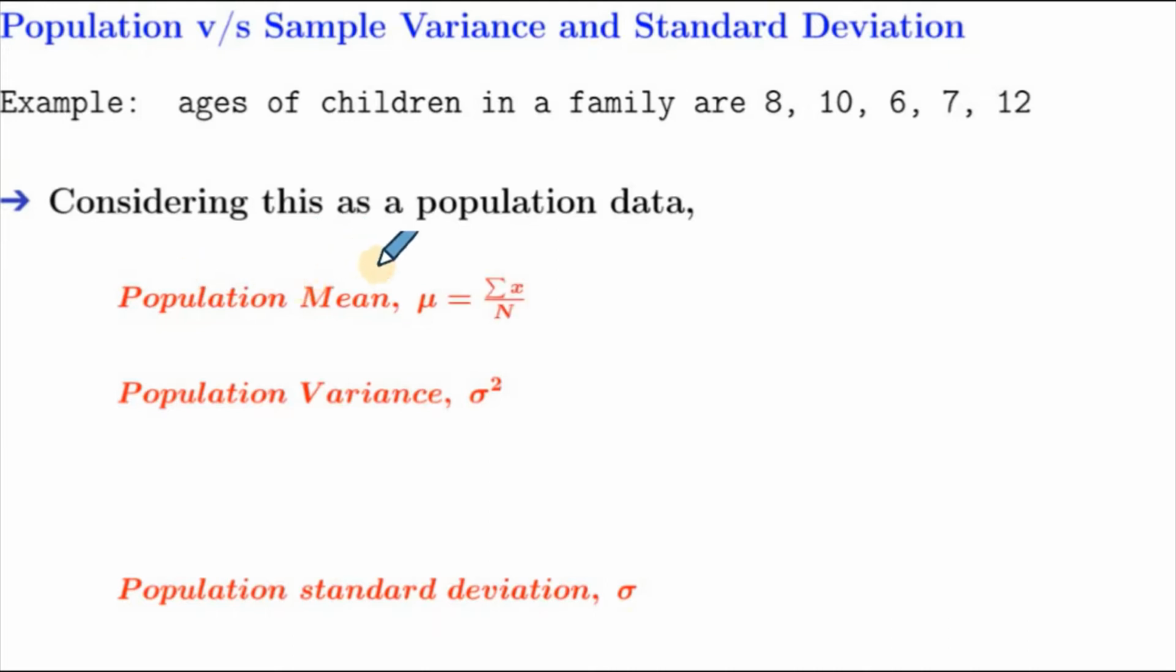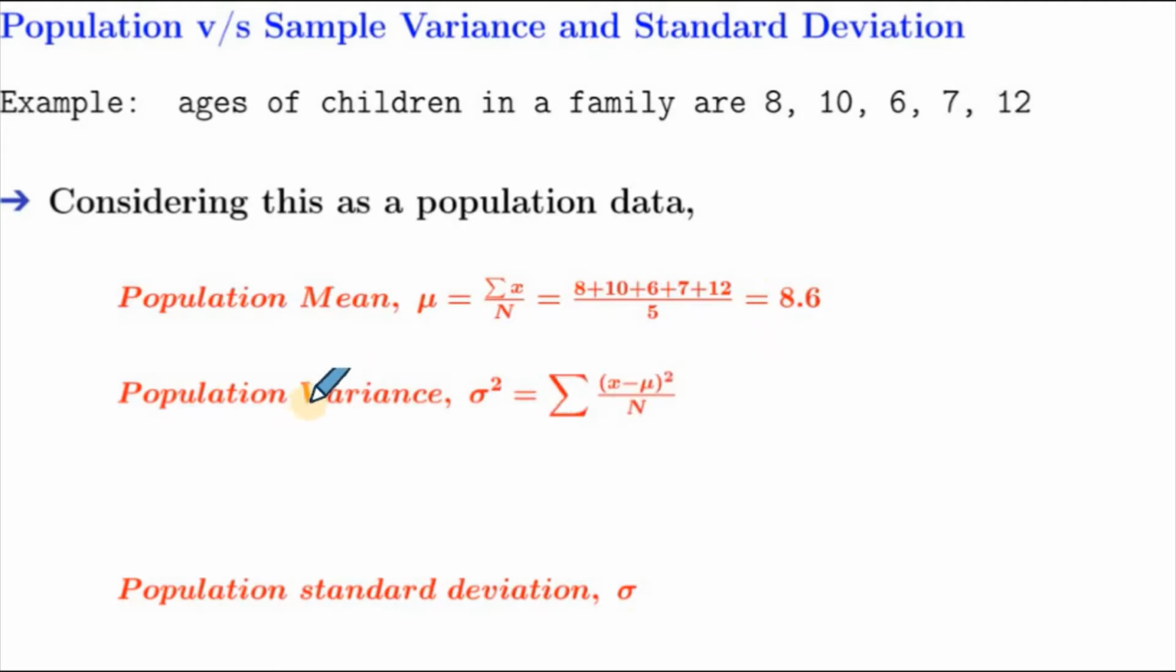For population mean, we have a formula, sum x over n. So sum of x equals 8 plus 10 plus 6 plus 7 plus 12. So these are the data values. And n equals 5. So we have 5 values, 1, 2, 3, 4, 5 in our data. So that's where the 5 comes from. So when we divide the whole thing by 5, we get 8.6. So that's the population mean.